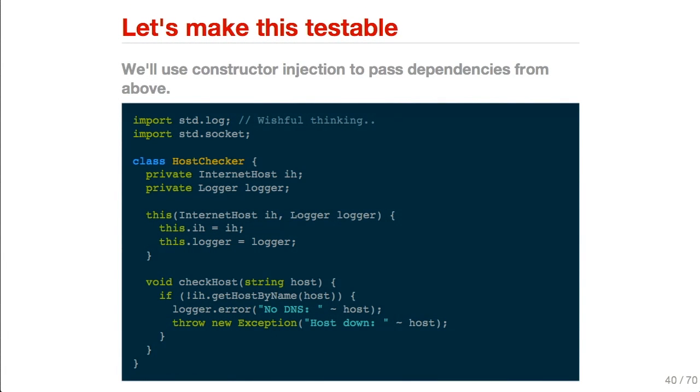We're going to use this technique I talked about, constructor injection, to write a new class that has a hope of actually being testable. What you'll see here is I've introduced some member variables: an internet host and a logger. Anybody looking closely at the top will see I'm importing std.log, which unfortunately doesn't yet exist.